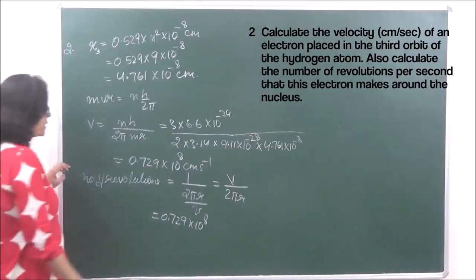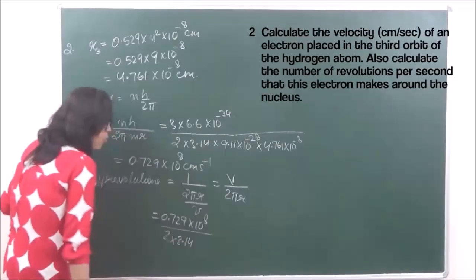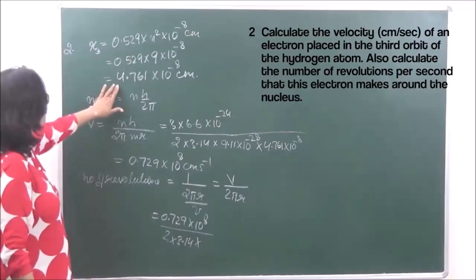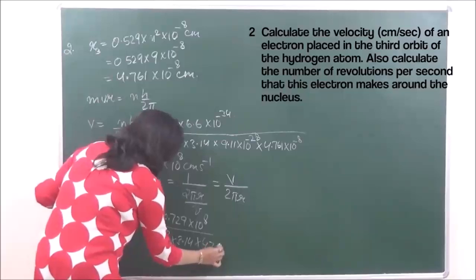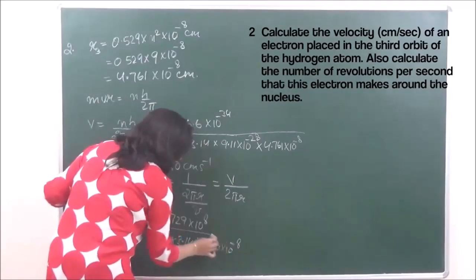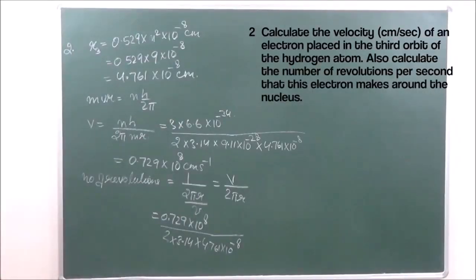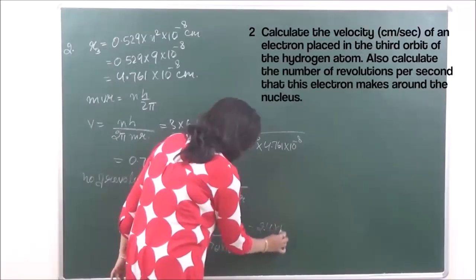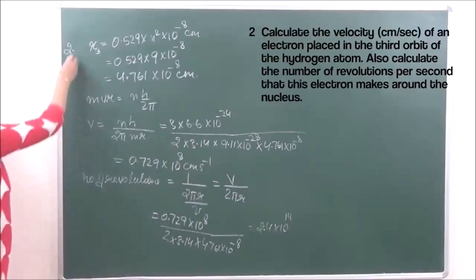Okay? And 2 into 3.14 into r. The value of r, that is how much? 4.761 into 10 raised to power minus 8. Okay? So this when calculated, it is coming to 2.4 into 10 raised to power 14 revolutions per second. This is an important question.